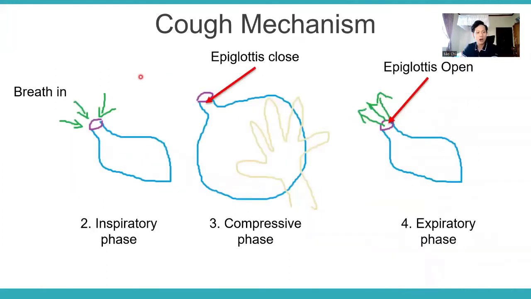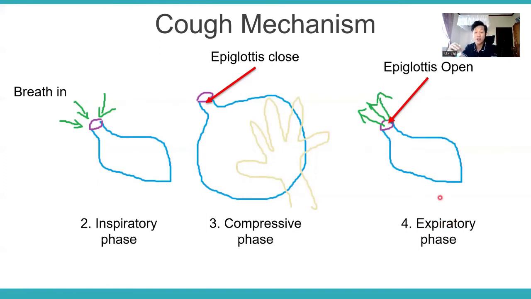The next step is the inspiratory phase, in which we breathe in additional air, usually about 50% of the lung capacity. Secondly, the epiglottis closes, and simultaneously our abdominal and rib muscles compress, like our hands compressing a balloon. This increases the pressure, and that is called the compressive phase. Lastly, the epiglottis suddenly opens and lets all the air through the vocal cords, creating the rushing sound called a cough. That is the expiratory phase.